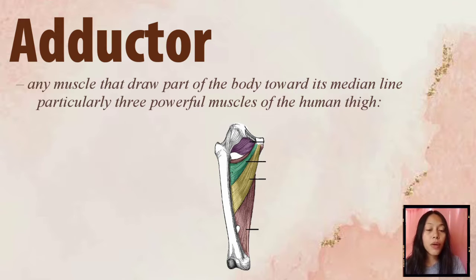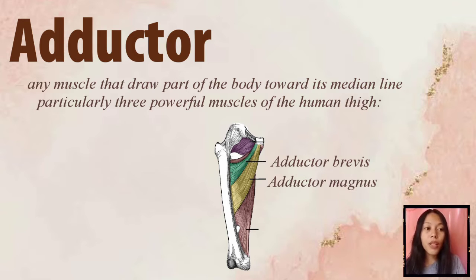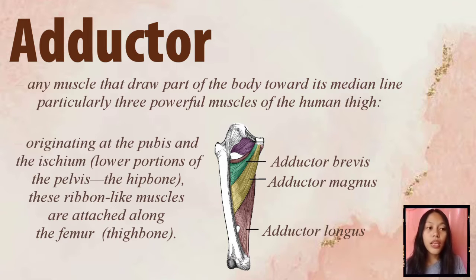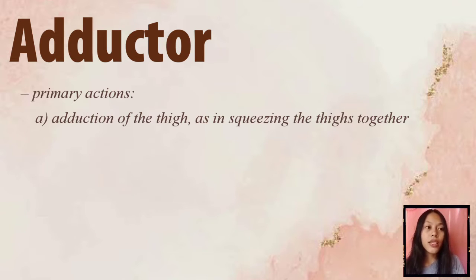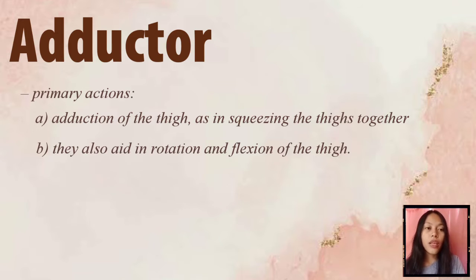Any of the muscles that draw a part of the body toward its median line or toward the axis of an extremity, particularly three powerful muscles of the human thigh, which are adductor brevis, adductor magnus, and adductor longus, originating at the pubis and the ischium, which is the lower portion of the pelvis or the hip bone. These ribbon-like muscles are attached along the femur or the thigh bone. Their primary action is adduction of the thigh, as in squeezing the thighs together. They also aid in rotation and flexion of the thigh.